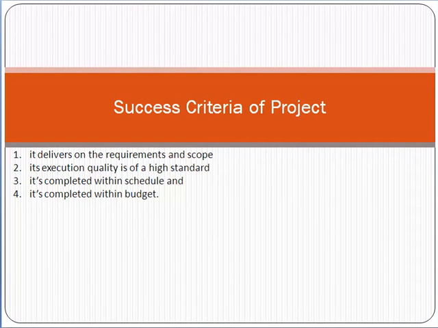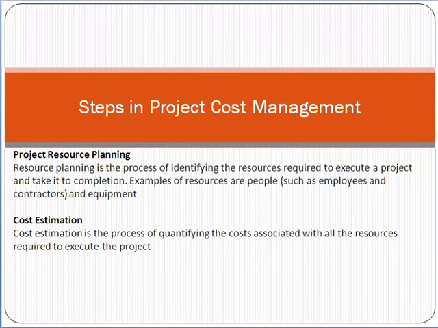So what is the success criteria of a project friend? The success criteria of a project, by which we can say that it's a successful project, there are four criteria. First of all, it delivers the requirements and scope as per the scope document. It fulfills the requirements of quality, it is completed within schedule and completed within budget. So this is the fourth criteria, which is very important as per the cost, that it should be completed within the budget.